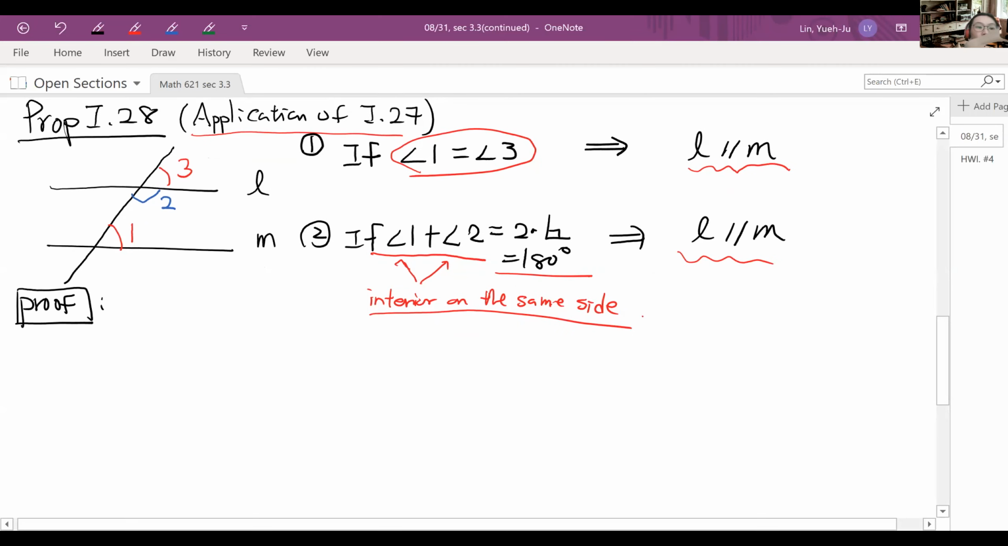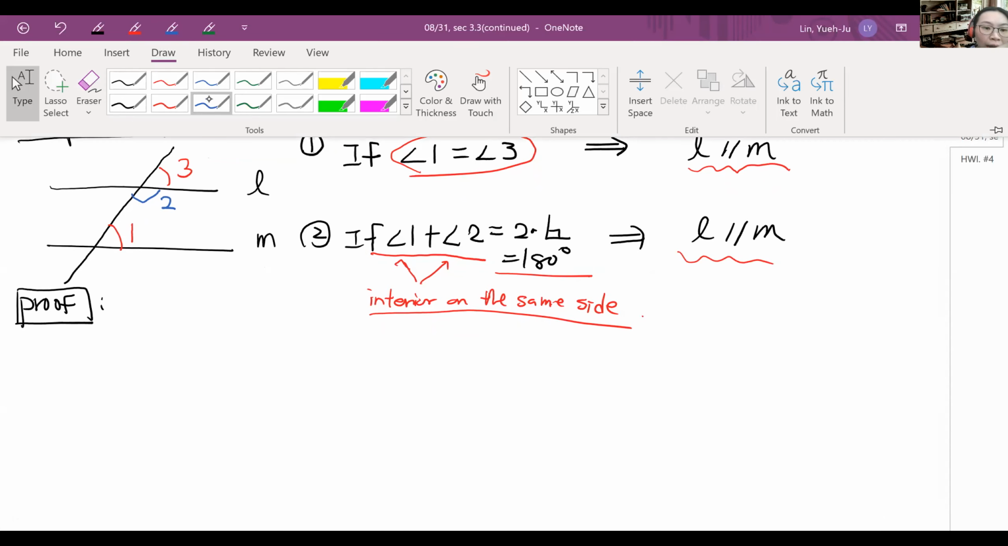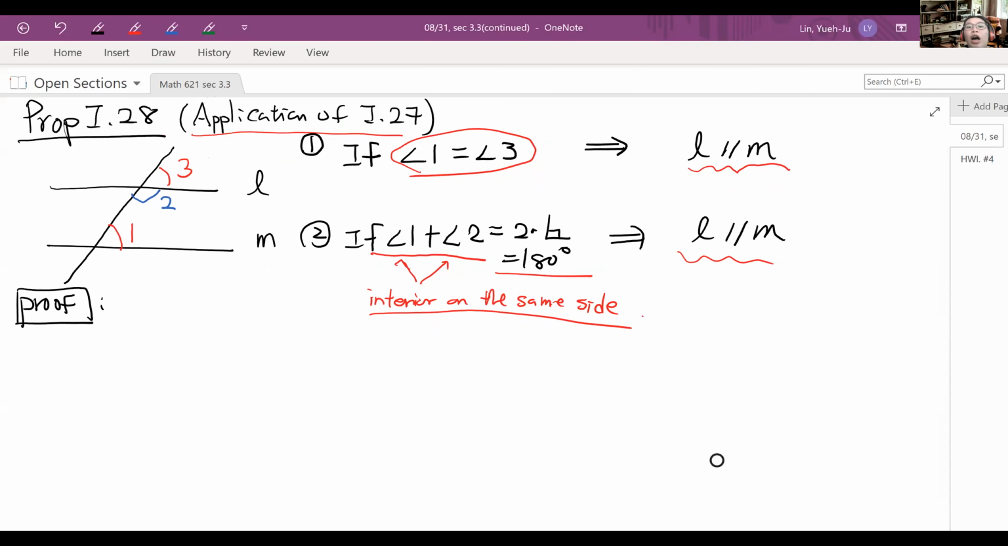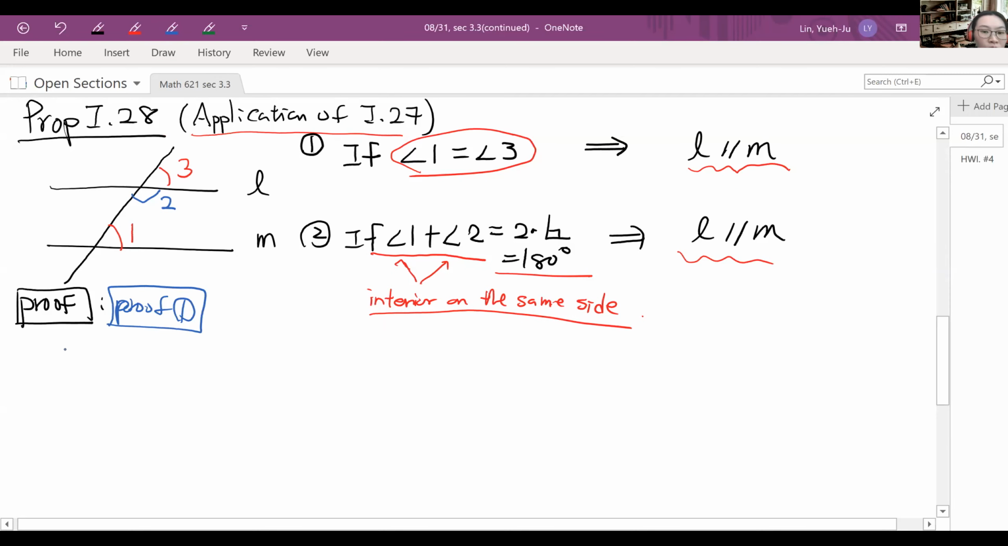To prove this, it's actually very straightforward if we directly use 1.27. So I'm going to start with the proof of statement 1, and then I'm going to prove statement 2, and you're going to see that they are pretty similar. First of all, we know angle 1 equals angle 3. And I'm going to call this angle 4 here.